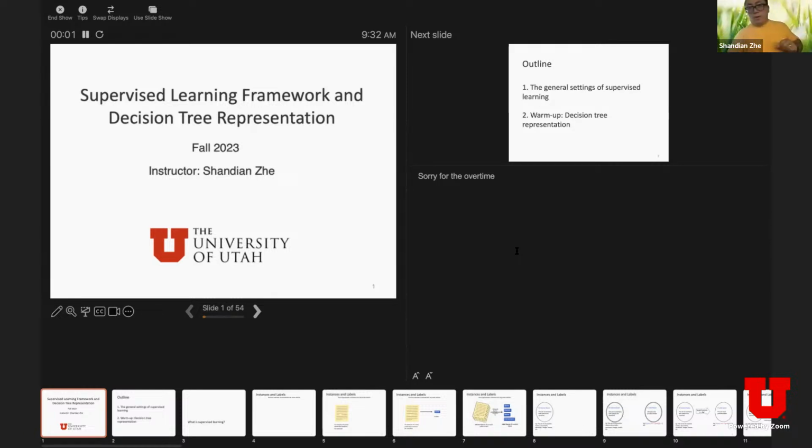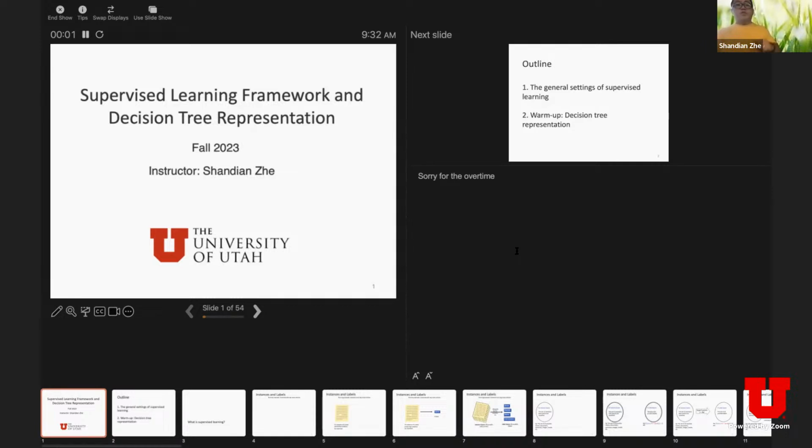Right. So as we mentioned, the overall semester we're going to mainly focus on supervised learning framework because it is most important, it is mostly used, and if you know well about supervised learning framework, it's very easy for you to transit to unsupervised learning or even semi-supervised learning. Right?